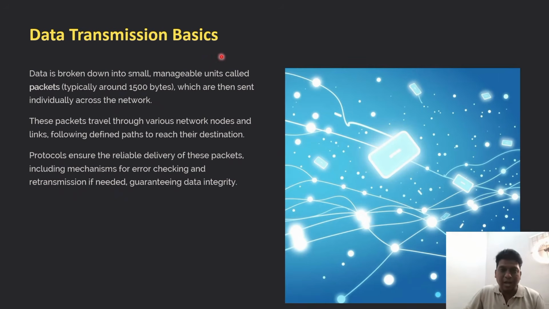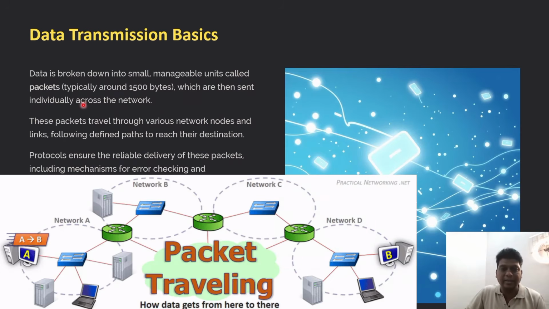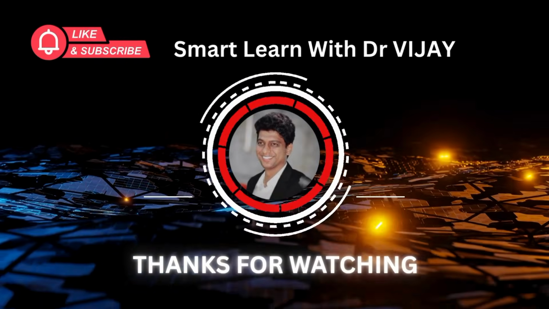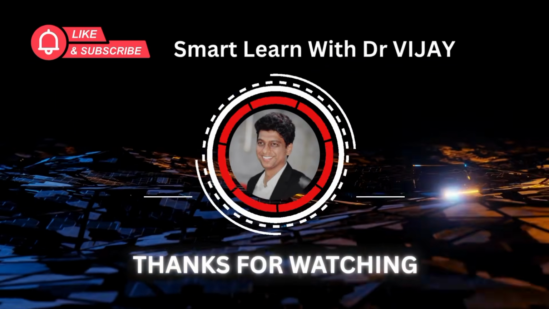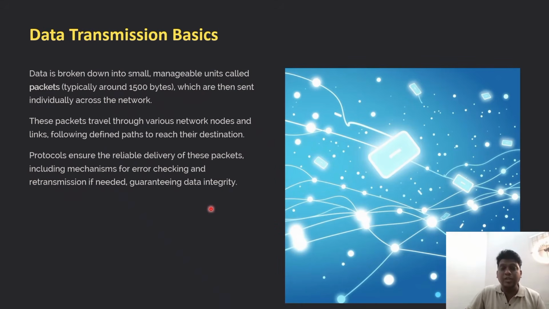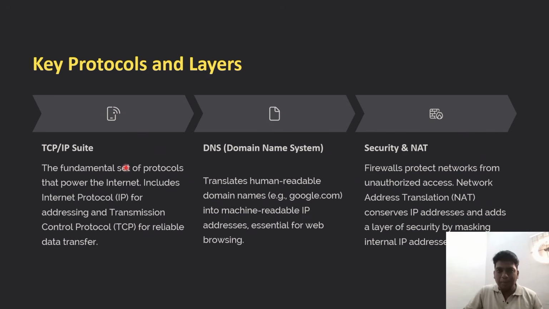Data transmission basics. Here the total data is broken down into small manageable units that are termed packets. They will be around 1500 bytes. They are transmitted over the entire network. These packets can travel across different nodes, following different paths to reach the destination. The protocol ensures the reliability of these packets and makes sure they are delivered to the particular receiver.